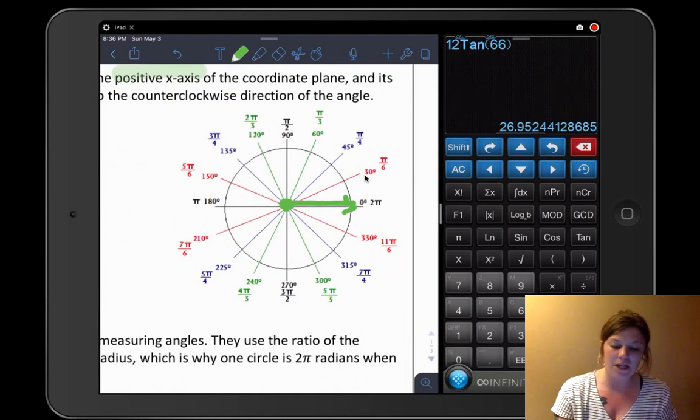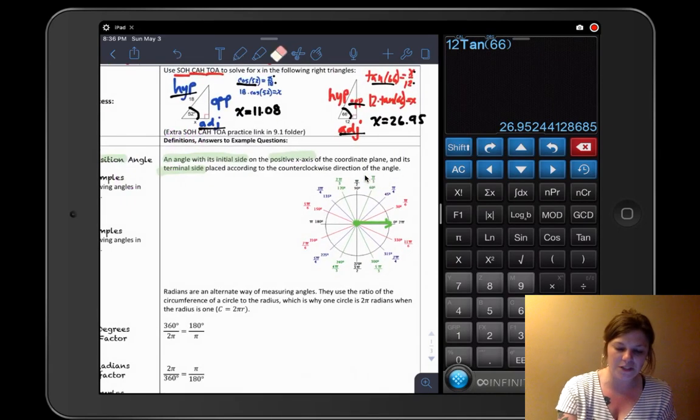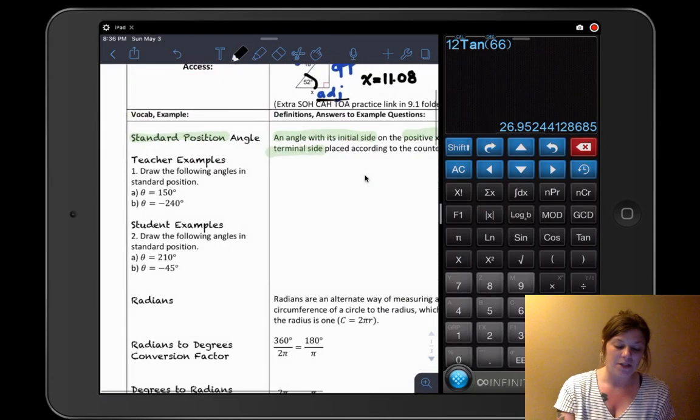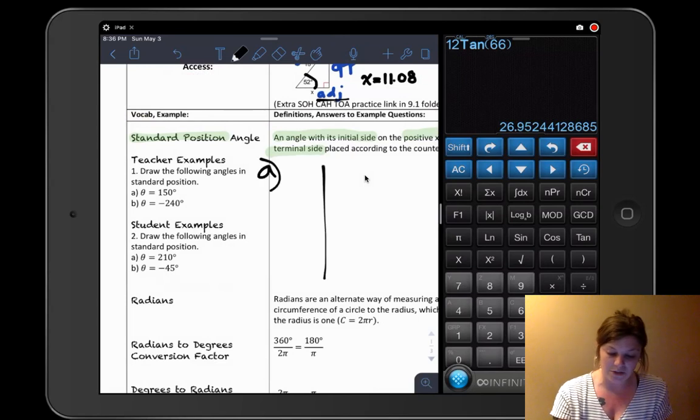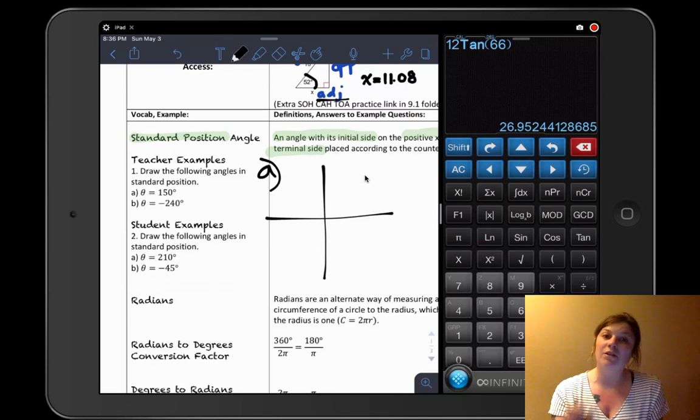So let's do some examples together. The first thing you're going to do when asked to draw something in standard form is you are going to draw a picture of it. So teacher example A, first of all, I'm going to draw my axes, right? And then I'm going to always start from the positive x-axis. So I'm always going to start by drawing my initial side right there, no matter what the angle is.